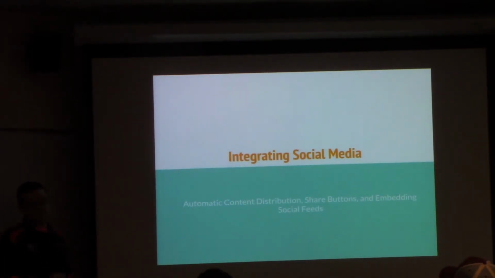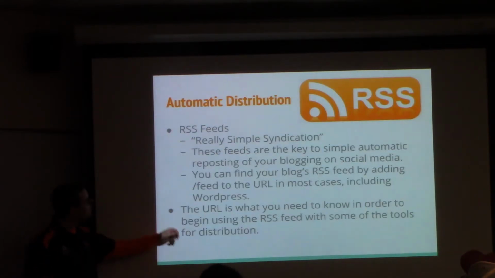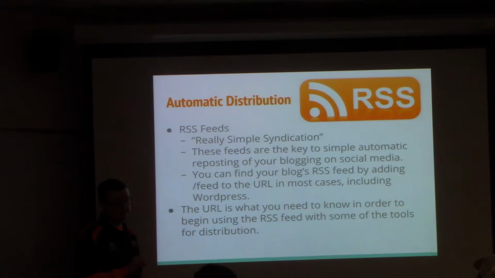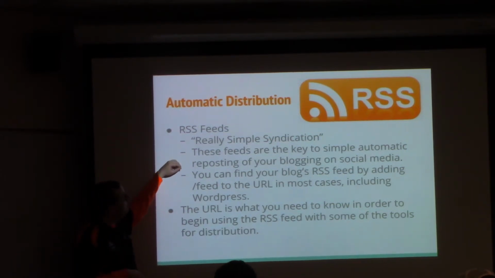When it comes to integrating social media with your website, we're going to talk a little bit about how to automatically link your blog when new posts come up to your social media. So the key tool for this is called an RSS feed. It stands for Really Simple Syndication. Any blogging platform like WordPress is going to have one of these.